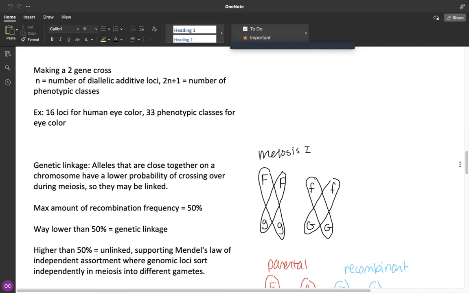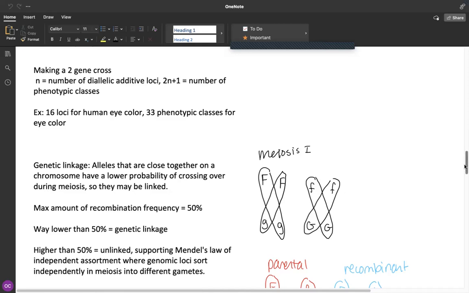Next, you need to be familiar with making a 2-gene cross. And definitely some formulas that you will need to know for this exam, such as 2n+1, where n is the number of diallelic additive loci. Using 2n+1, you will have the number of phenotypic classes. An example here is 16 loci for human eye color, for example. That would be 33 phenotypic classes for eye color.